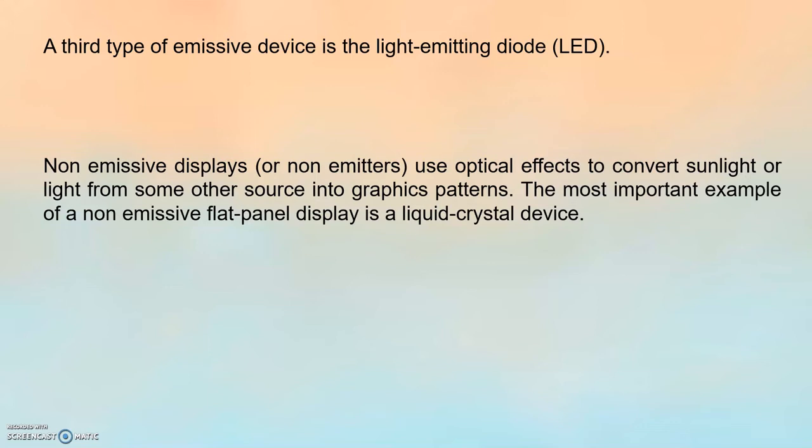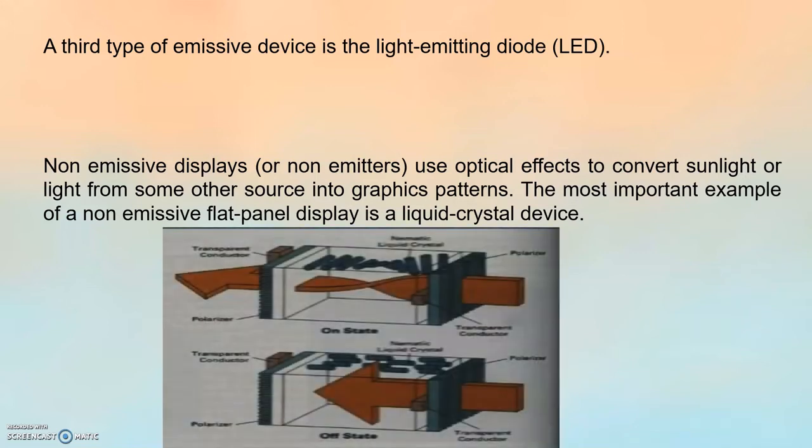Here also there are two glass plates, each containing a light polarizer at right angles to the other plate, sandwiching the liquid crystal material. Rows of horizontal transparent conductors are built into one glass plate and columns of vertical conductors are put into the other plate. The intersection of two conductors defines a pixel position. This is how an on state and off state of a liquid crystal display looks like.